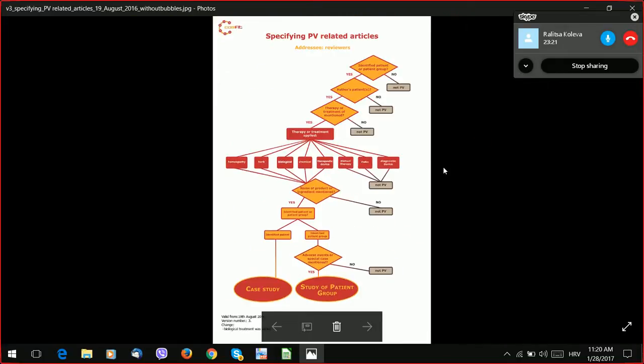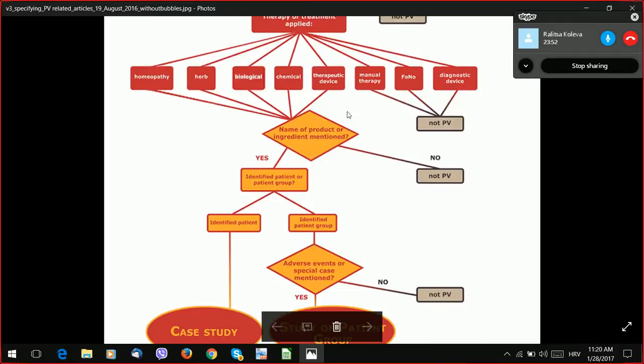This process that I have explained, specifying PV related articles, is the process of analyzing articles. So this is what you are going to do when reviewing an article. That means recording an article in Confit software. What is important here is the therapy, this part here. So the therapy and the outcome of the therapy, this bottom part of the flowchart.